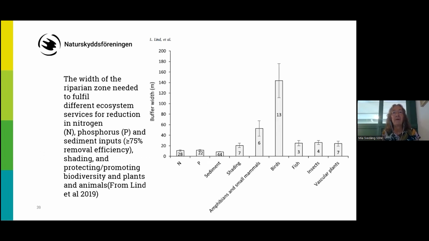And the width of the riparian zone needed to fulfill different ecosystem services, for reduction of nitrogen, phosphorus, and sediment, and also for shading and protecting or promoting biodiversity of plants and animals, as you can see in this figure, is quite different. You can see that to remove nutrients, it can be quite narrow, but to promote animals and birds, it has to be much, much broader. So it depends on the goal with the buffer strip, how you're going to organize it.